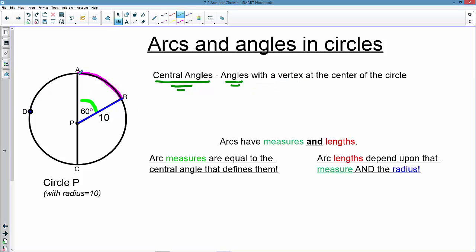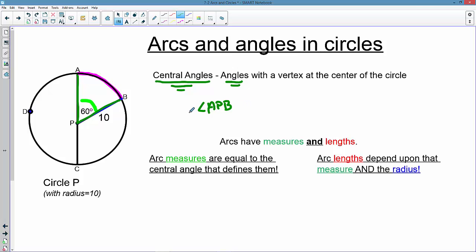So this angle here, APB, this angle APB is a central angle. You could also call it BPA, right? We know that. Okay? It is a central angle, okay?